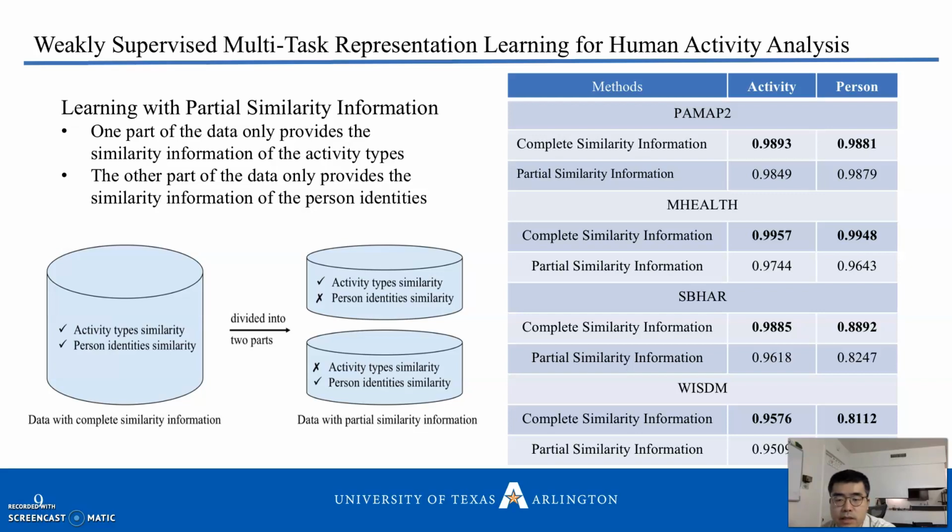So it indicates that with partial similarity information, the model is capable of effectively utilizing cross-task information to achieve performance that is competitive with other models.